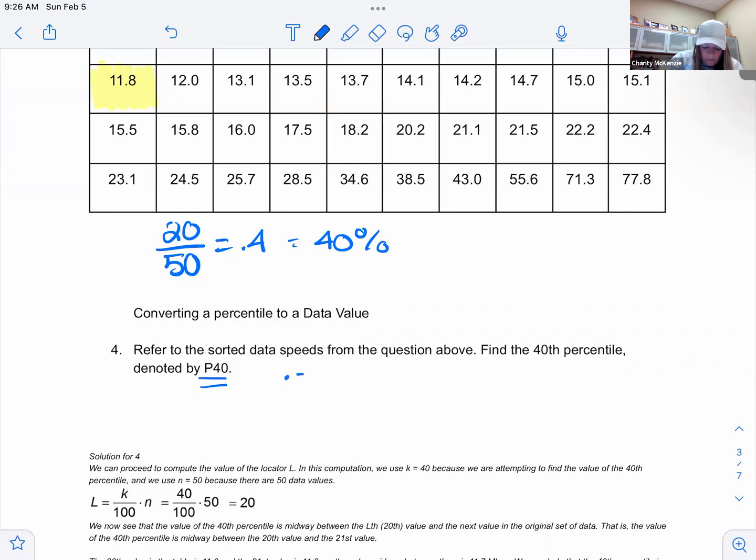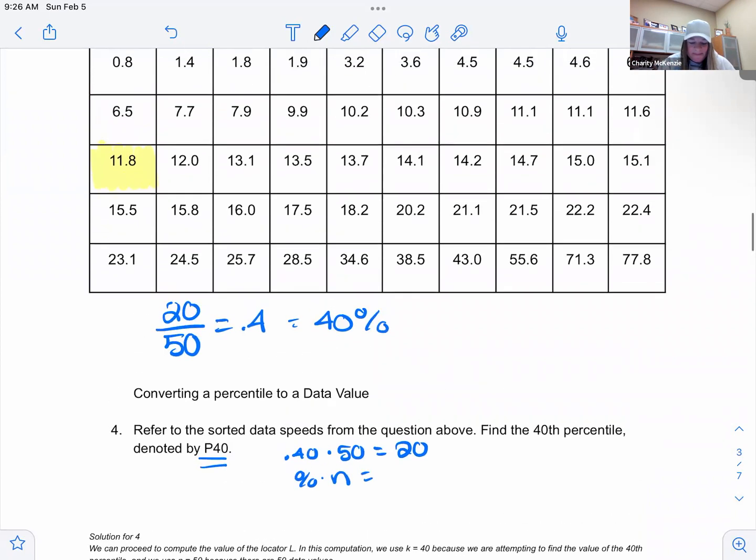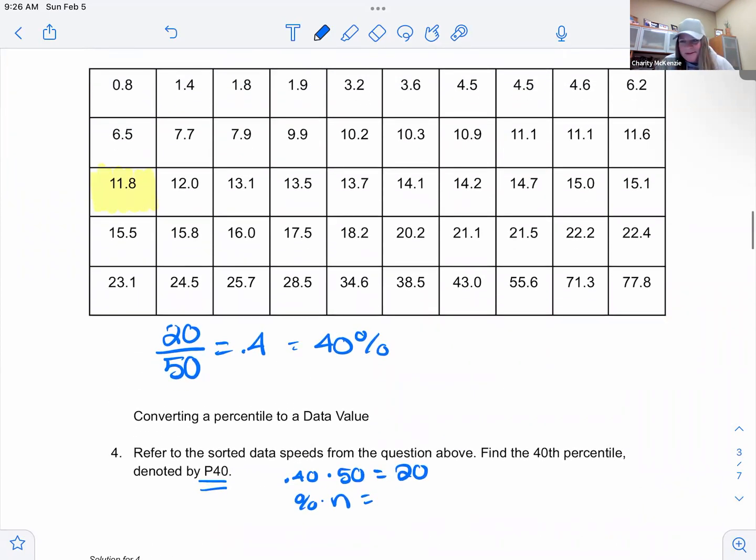So I'm going to think of it as 40% times my data, right? So percent times the number of data in the set. That's going to give me 20, yeah. So 20 values in. The hard part is we don't have 100 for a pretty number. If I had 100 data, it'd be even easier. I'd just go to the 20th one and we're good. But we have 50 data. So if we count, the 20th one is here.